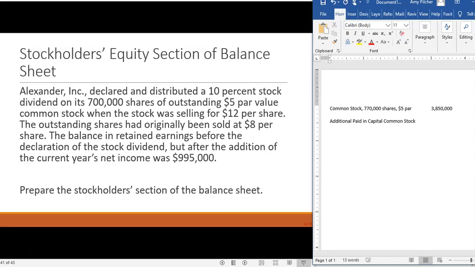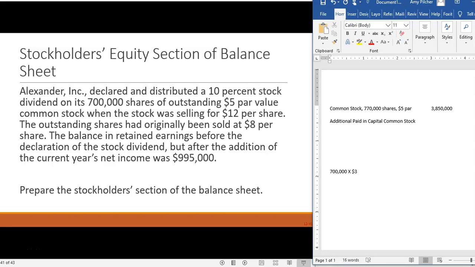So it tells us that our stock was selling for $12 per share. This was the market value on our 10% stock dividend. The outstanding shares were originally sold at $8 per share. So then we have to calculate what our original shares were at and what our new shares are at in our additional paid-in capital. So our additional paid-in capital amount is the price over par.